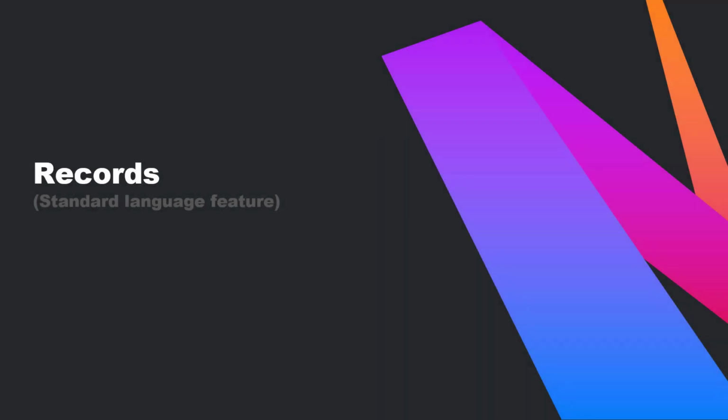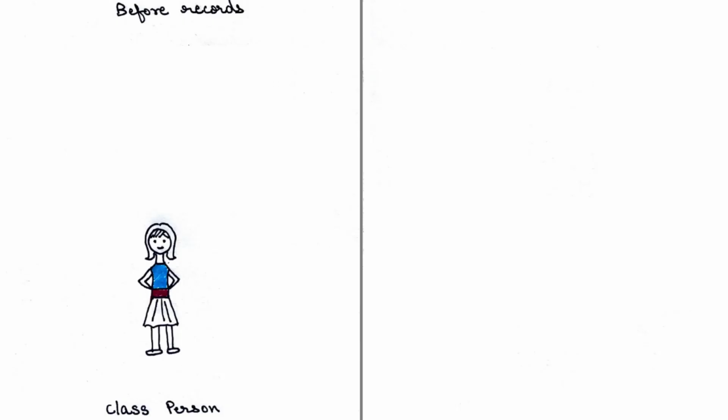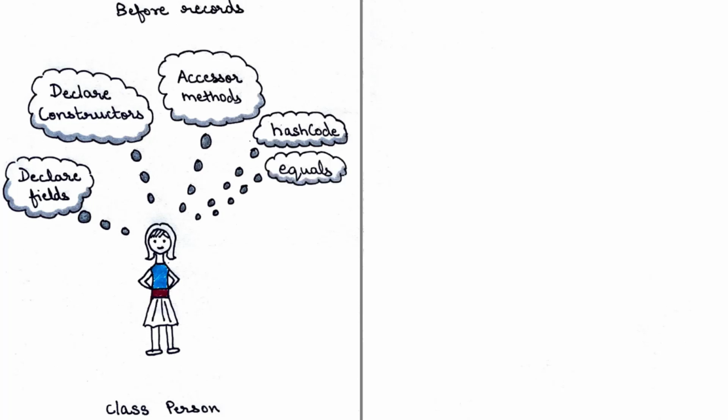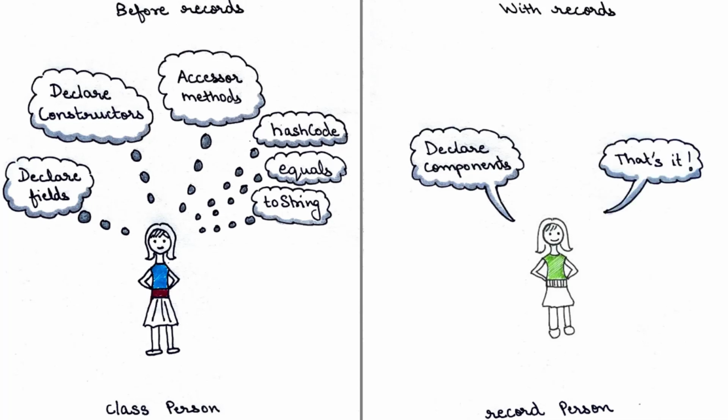Let me start with records, which also happens to be one of the most popular features. Records introduce a new type declaration that simplifies the task of modeling your immutable data. Though it helps to cut down on boilerplate code significantly, that is not the primary reason for its introduction. Before the introduction of records, you would wrap your immutable data in a class, say Person, and declare its fields, constructors, accessor methods, and other methods from class Object like hashCode, equals, and toString. With records, you declare its components and that is all you need.